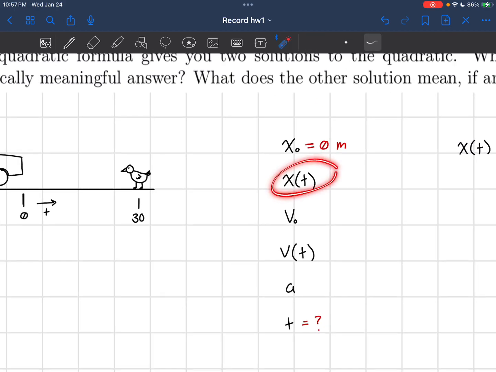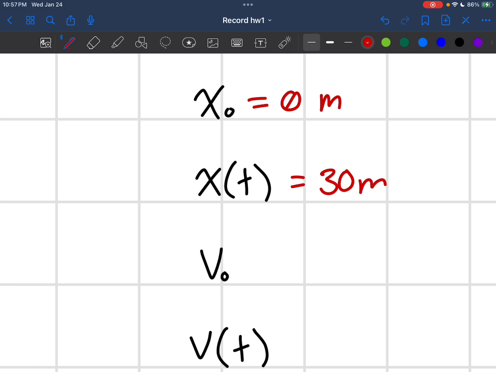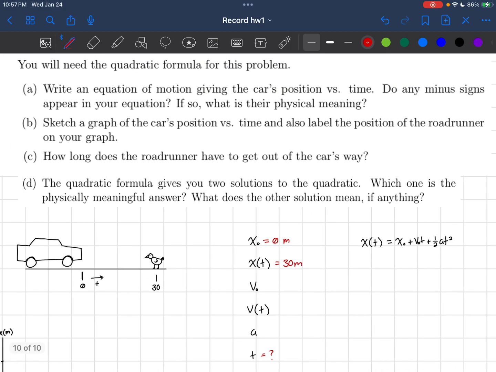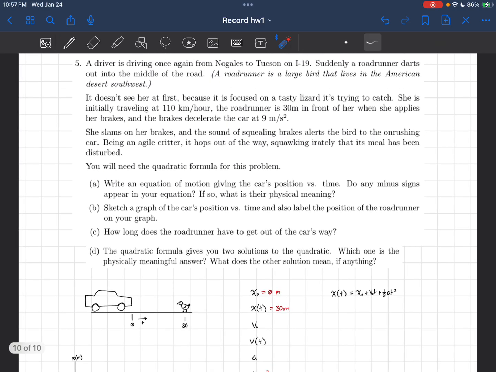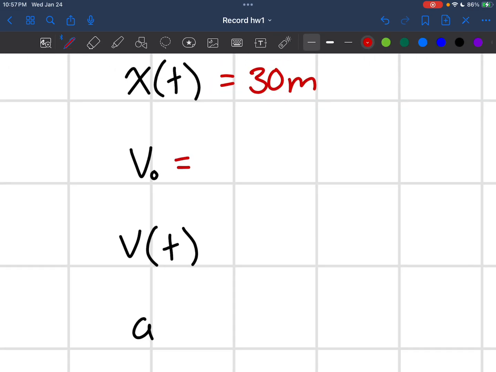Right, but my position at that time, because we're saying what time does it get to the road runner? Well, the position when it gets to the road runner, that's my 30 meters. Okay. We also have an initial velocity given. We know because it says initially.